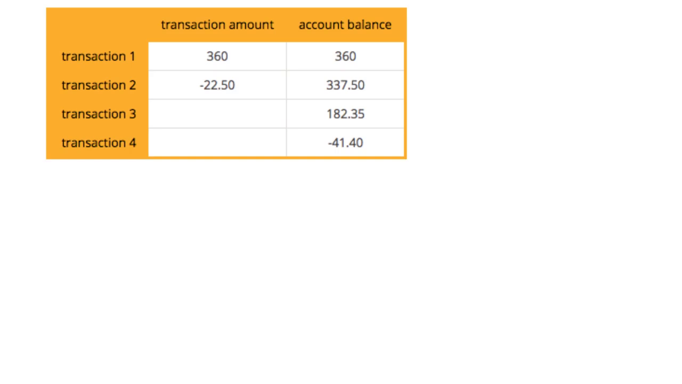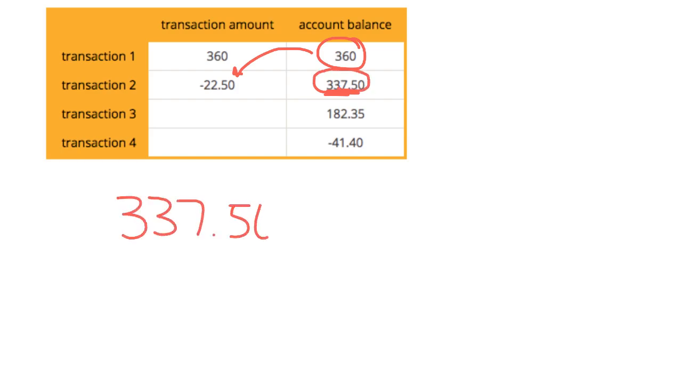So the way that the ledger works is we have an account balance right here, and then we take a look over here at the next transaction to see what happens. So from $360 you subtracted $22.50 to get the $337.50.